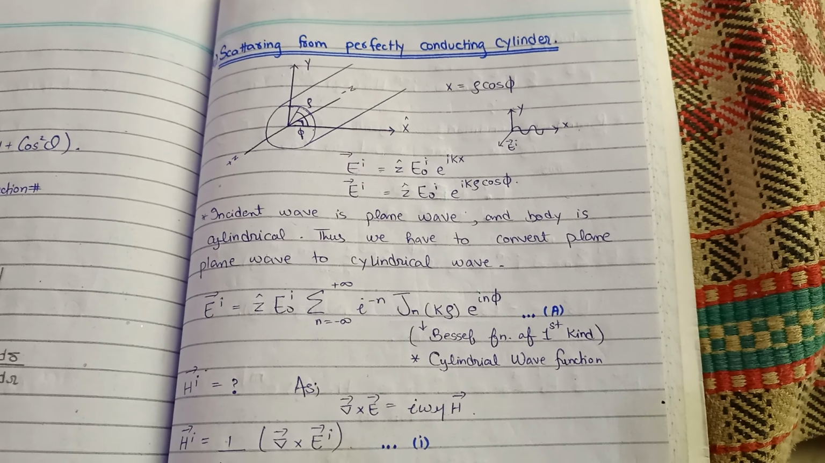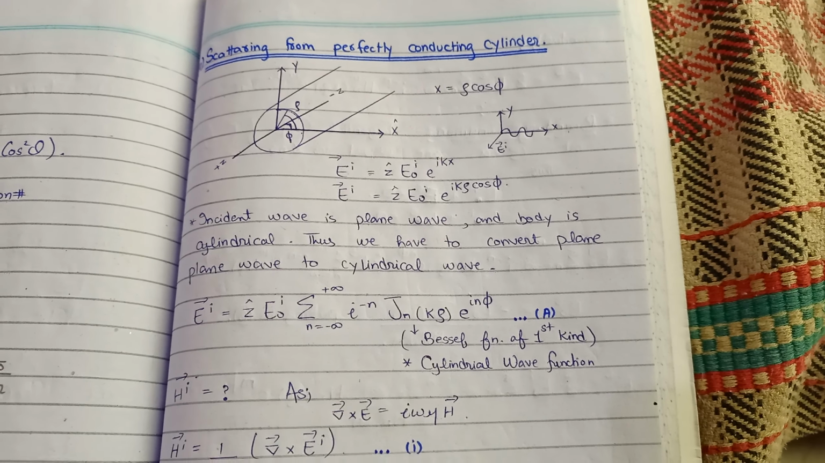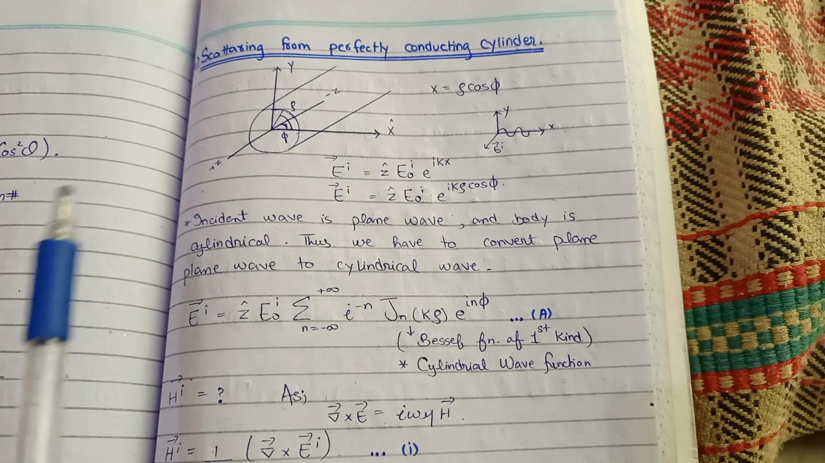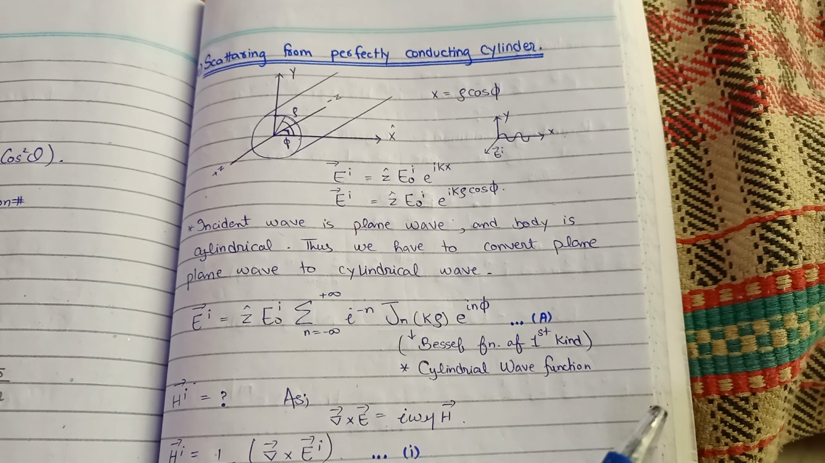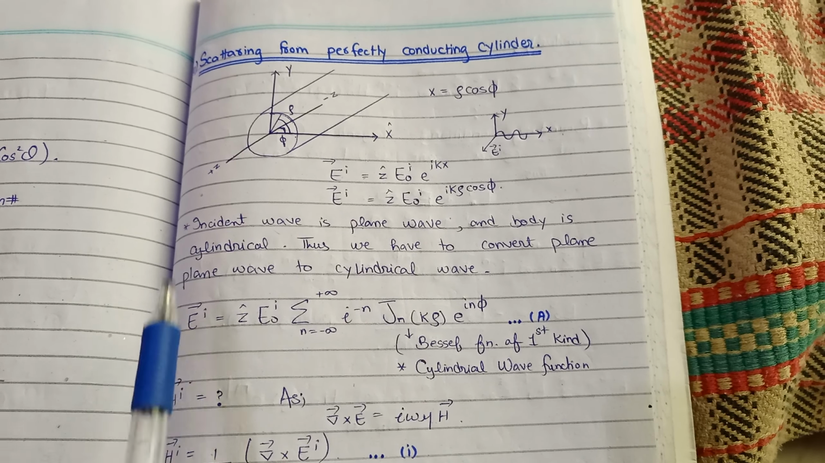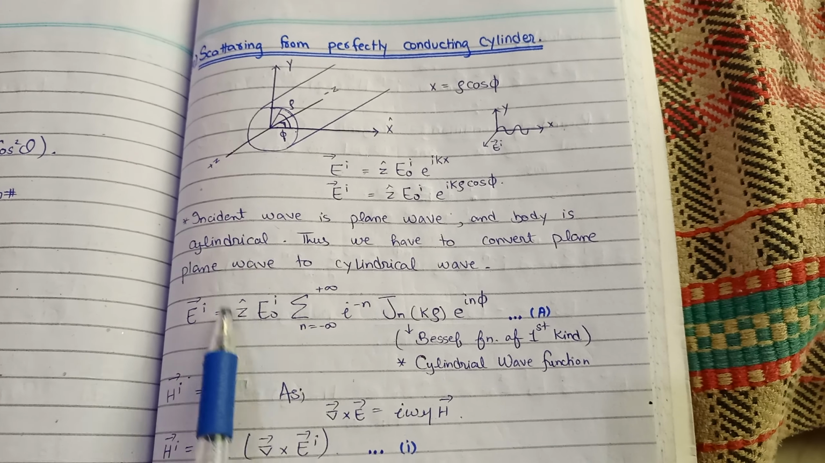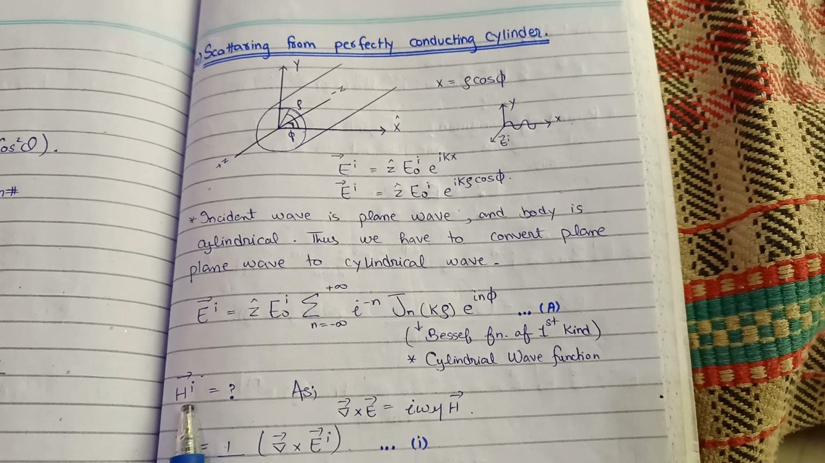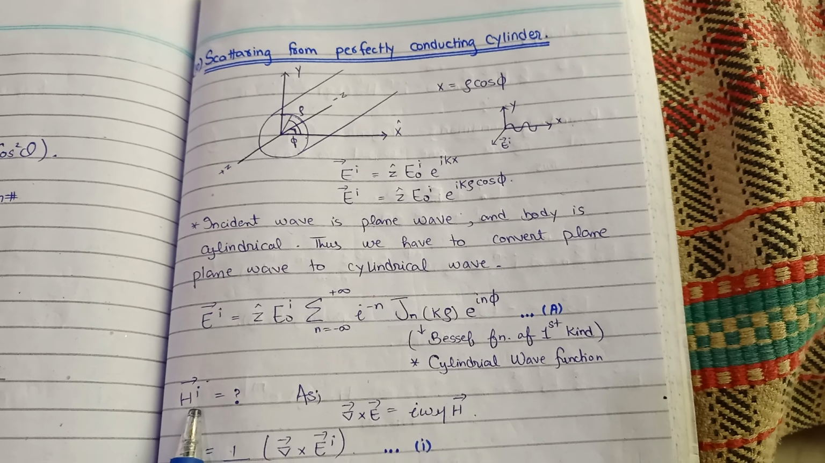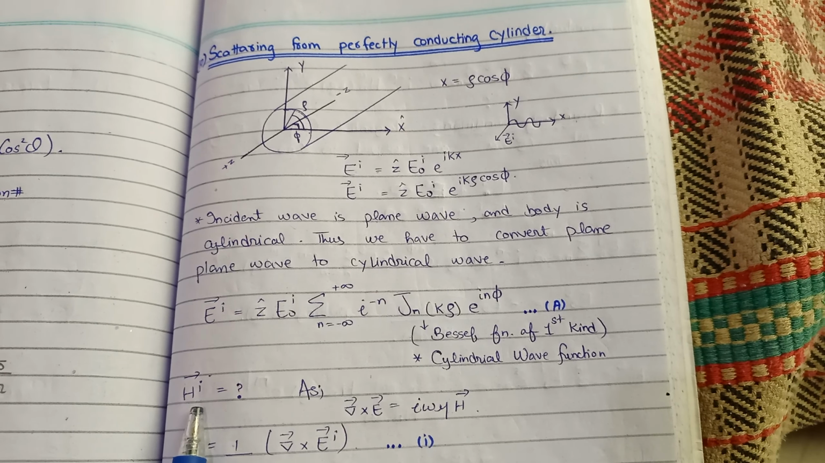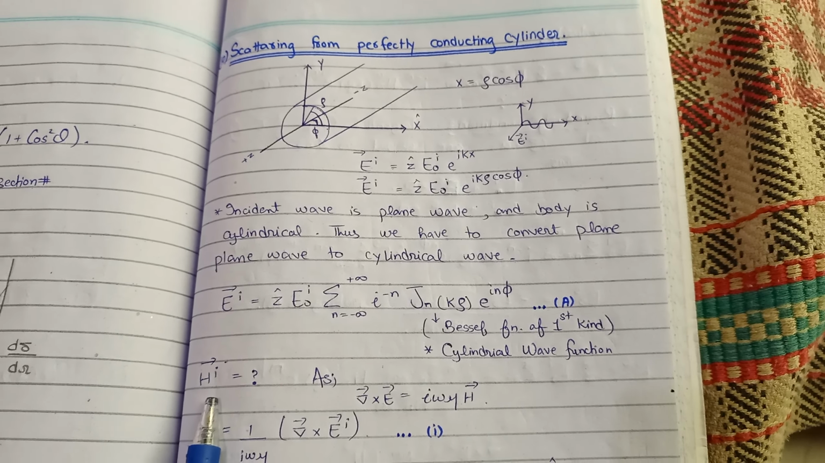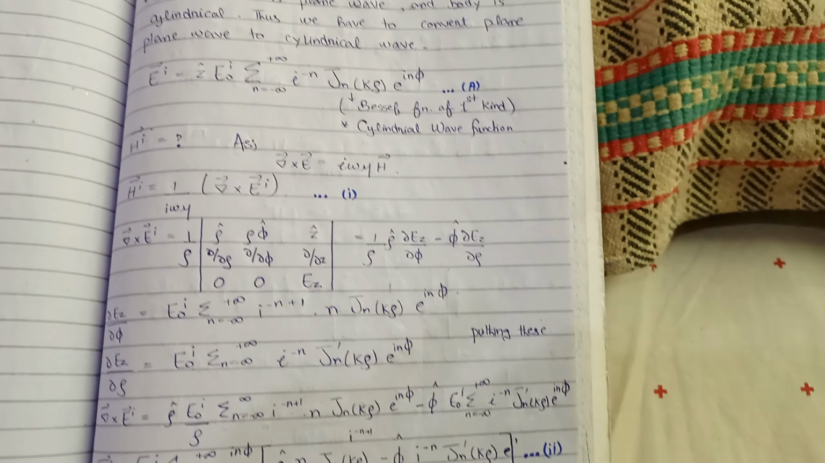Now this is the equation of the electric field, in terms of E naught i. The only thing is now you have to find H^i, the incident magnetic field. How can you find it? By using Maxwell's equations.